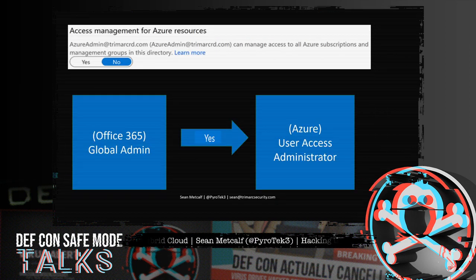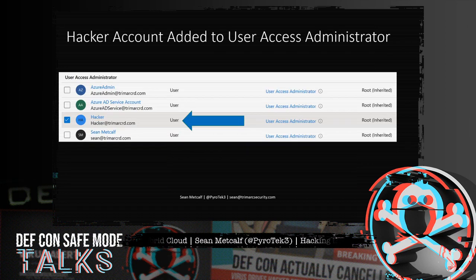So by default, this option is set to no. If an attacker compromises a global admin account, they can go in and toggle this from no to yes, which gives them Azure User Access Administrator role rights at the root of the Azure tenant that's configured on the Azure side.